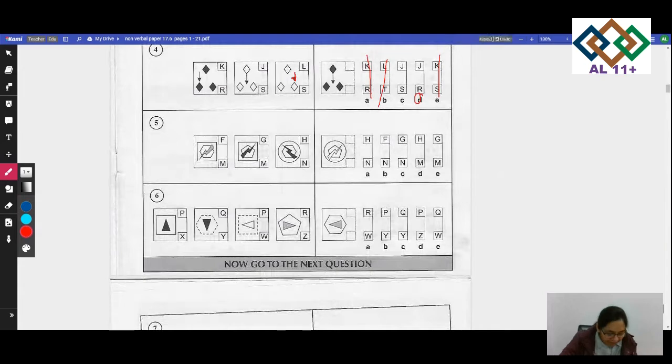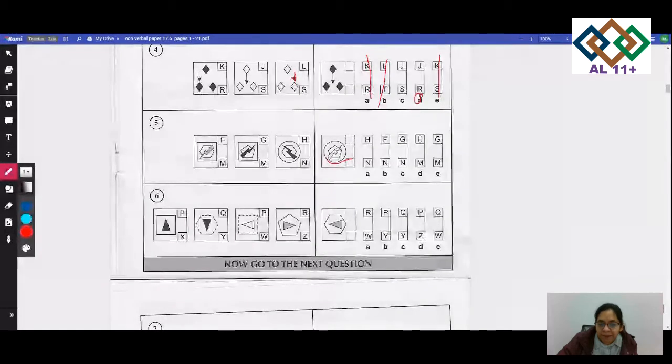So let's look at number 5. In number 5, what are we looking at? We are looking at the shapes, and all the shapes have a circle. Can you look at the outside shape has a circle? So the one which doesn't have a circle, this one has a circle, this one doesn't have a circle. So I know that the first thing is the circle of that.